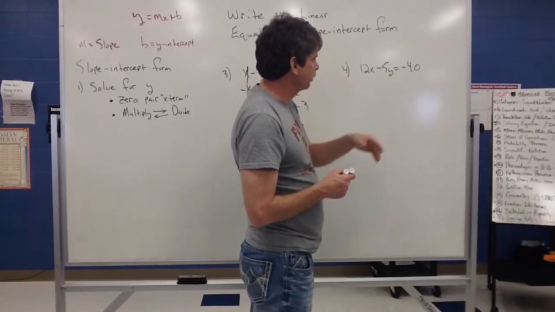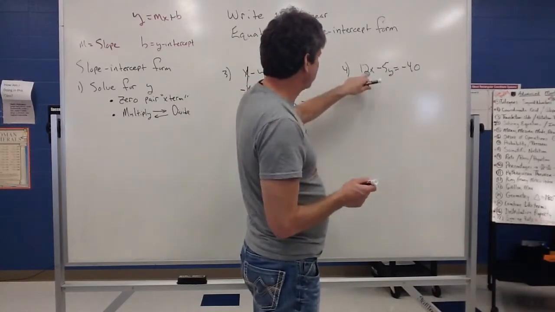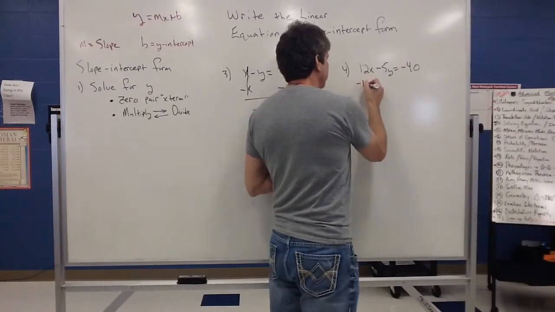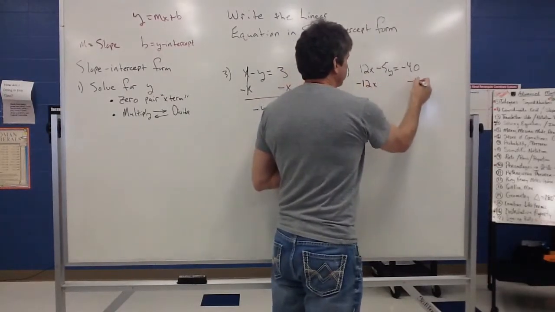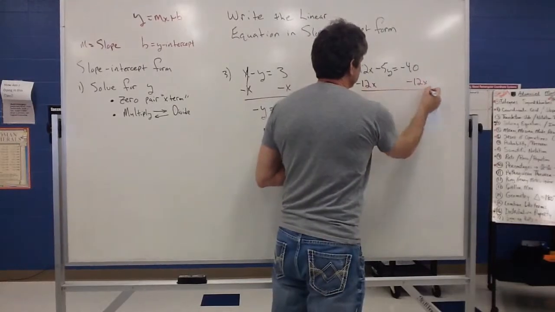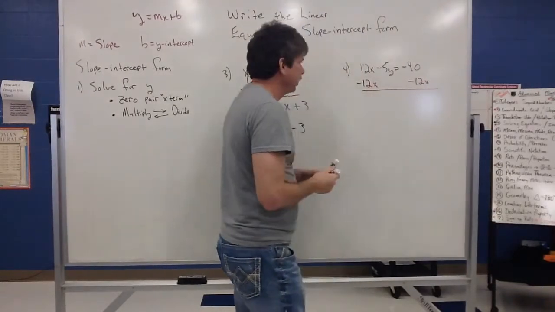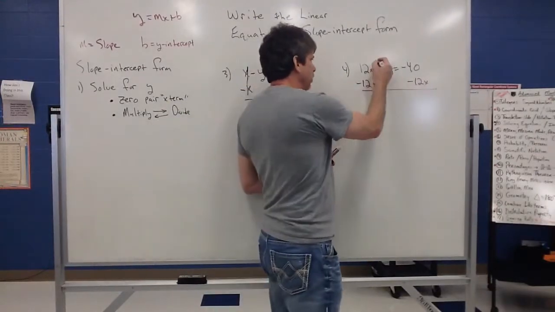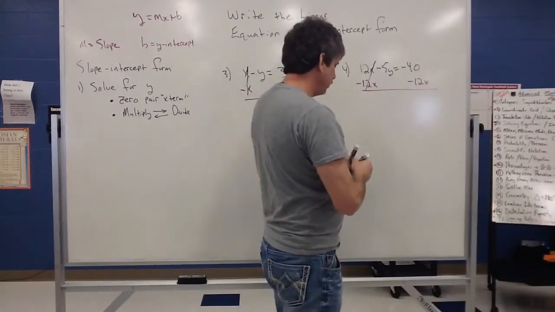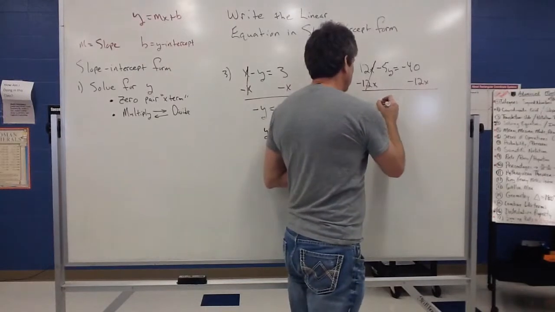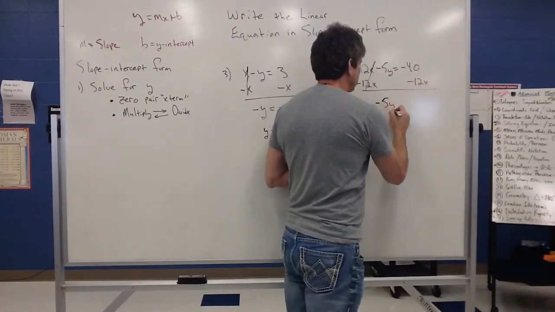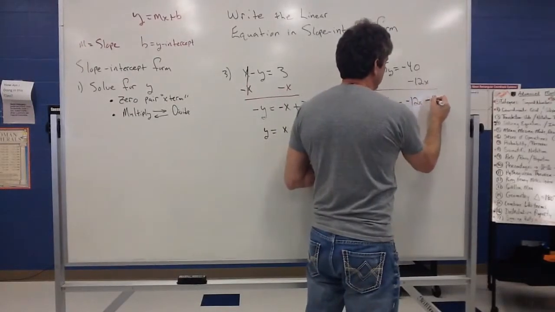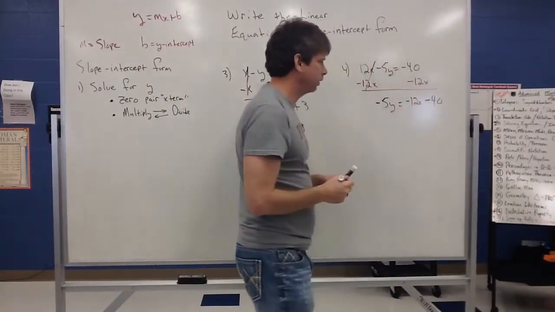12x minus 5y equals negative 40. Again, I want to zero out the x term. So since I have a positive 12x, I need a negative 12x, and I need to do it to both sides of the equation. So the 12x and the negative 12x are going to zero out. So I'm going to mark those out. I now have negative 5y. And again, those aren't like terms, so I just have a negative 12x and a negative 40. I just put those together.